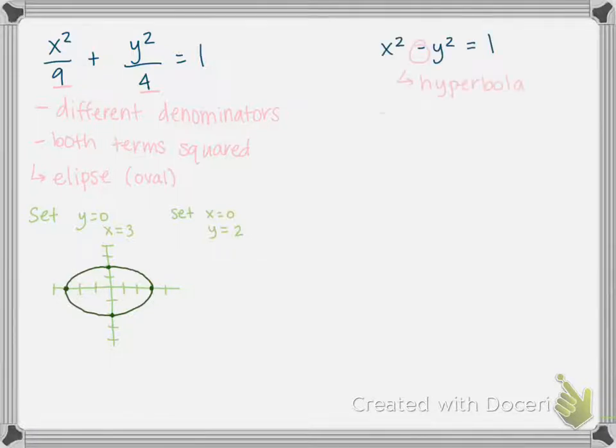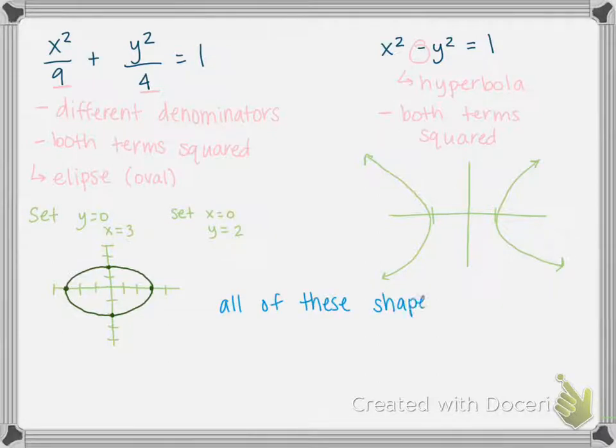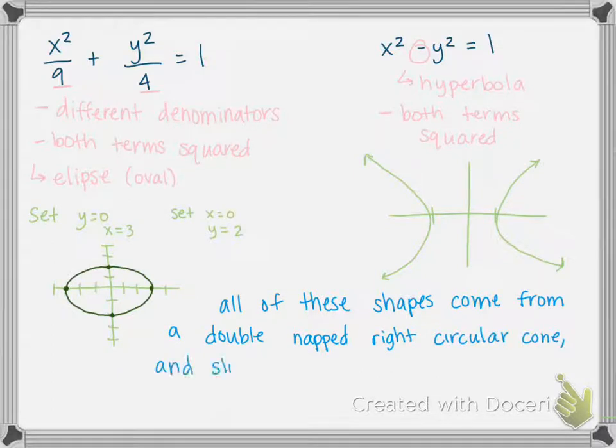If we have x squared minus y squared equals 1, this subtraction in the middle will show that it is a hyperbola and both terms are squared. So a hyperbola kind of looks like an X, and it depends which term is first to see if it opens side to side or up and down. All of these shapes come from a double-napped right circular cone and slicing it different ways. Just a little note, so you know that all of these are related somehow.